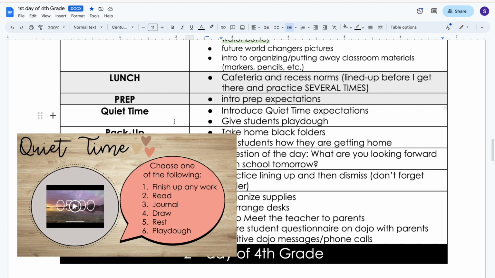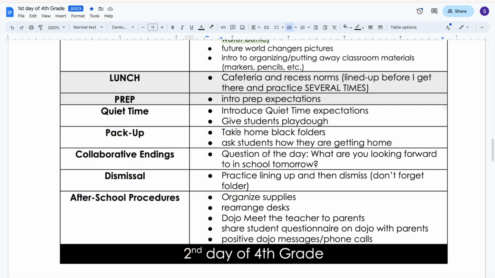During quiet time, we're going to introduce them to quiet time and why we do quiet time, give them Play-Doh, and they get to pick from a bunch of options like reading, Play-Doh, taking a nap. In 5 minutes, they get to do that and just calm down their brains and bodies after lunch and recess.